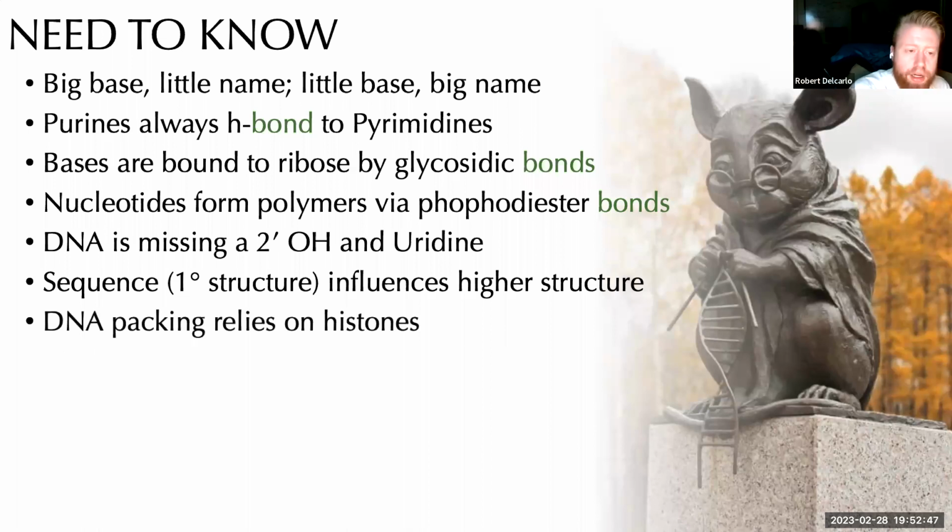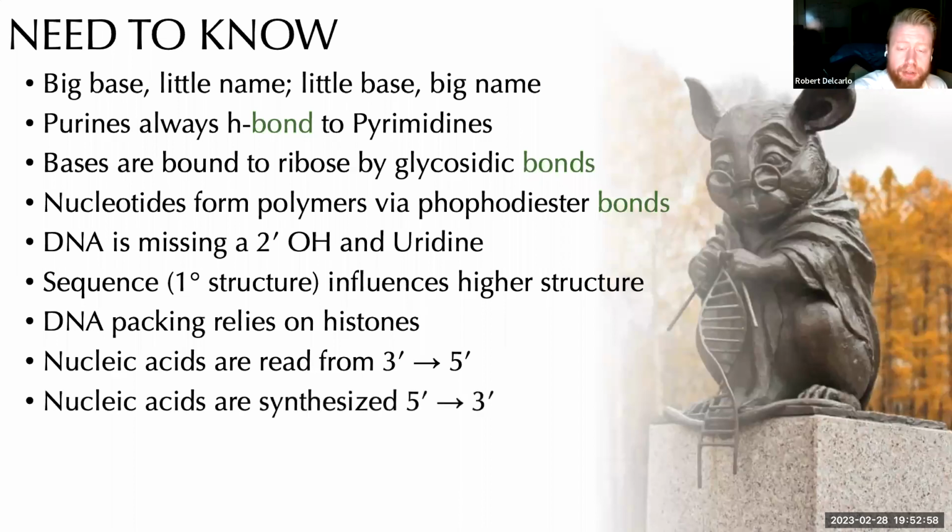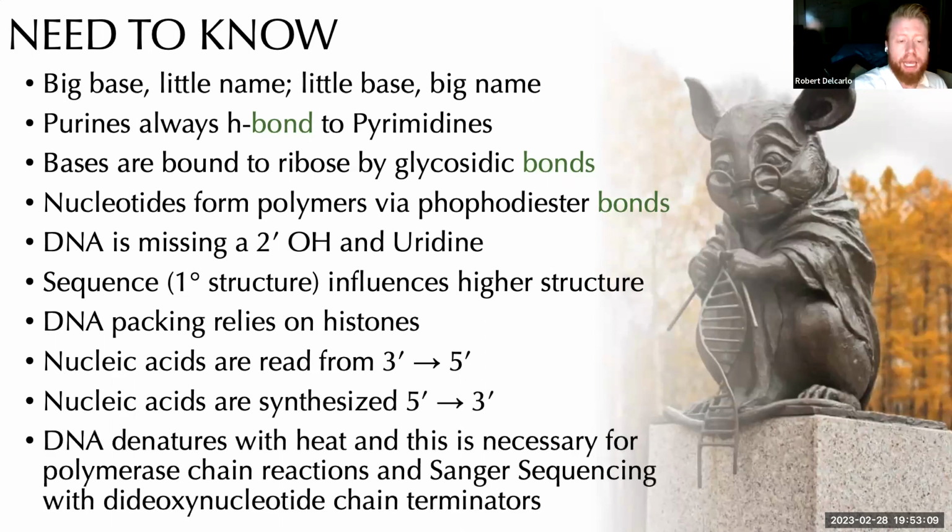You got those DNA and histones. Nucleic acids are read from 3' to 5', but they are synthesized 5' to 3'. They run in opposite directions. And then, of course, DNA denatures with increased temperature, and this is absolutely necessary for PCR and Sanger sequencing and much of the technology that we use today.